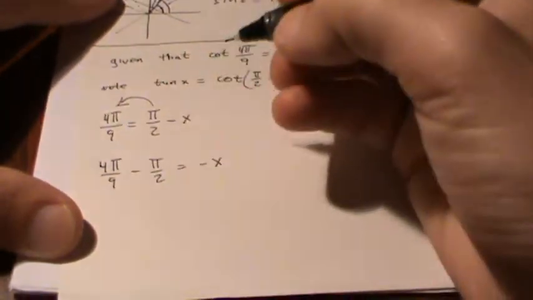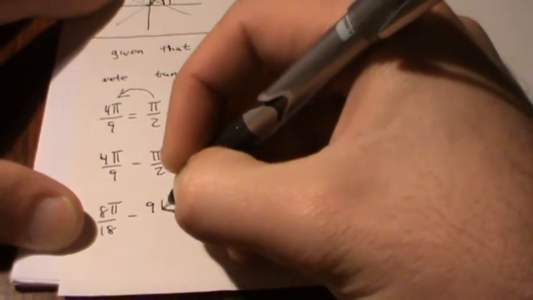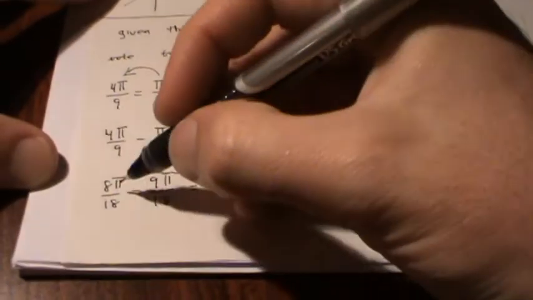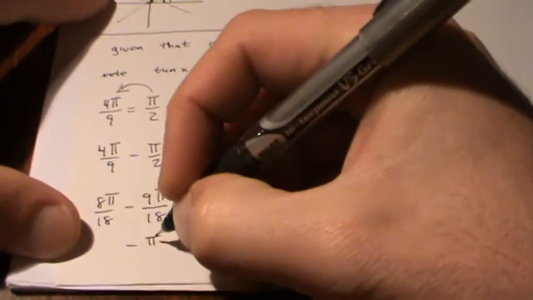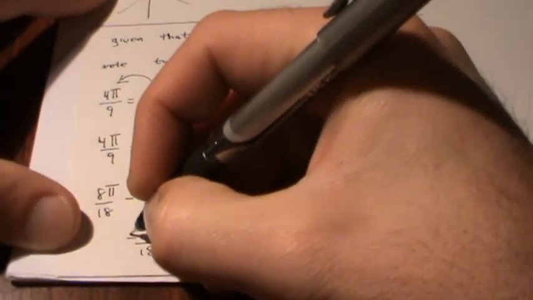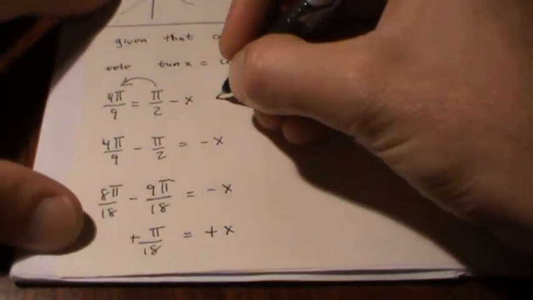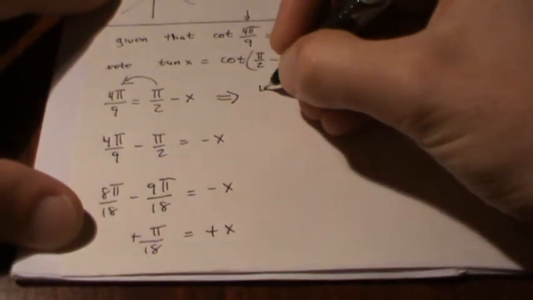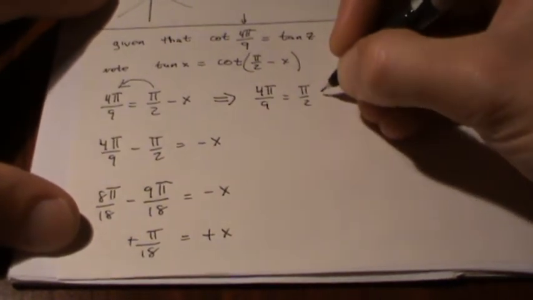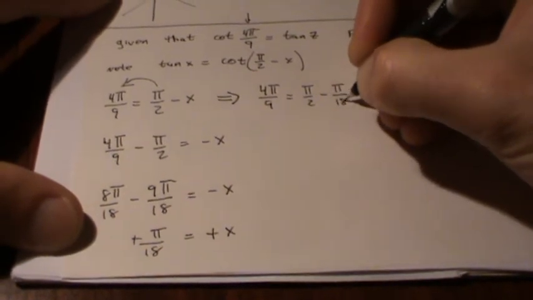Now it looks like I need a common denominator. 8 pi over 18 minus 9 pi over 18 is equal to a negative x. 8 pi minus 9 pi is a negative pi over 18, which is equal to a negative x. And then the last thing I'll do is change every sign. So x is equal to pi over 18. So basically what we've discovered here is that 4 pi over 9 is equal to pi over 2 minus pi over 18.